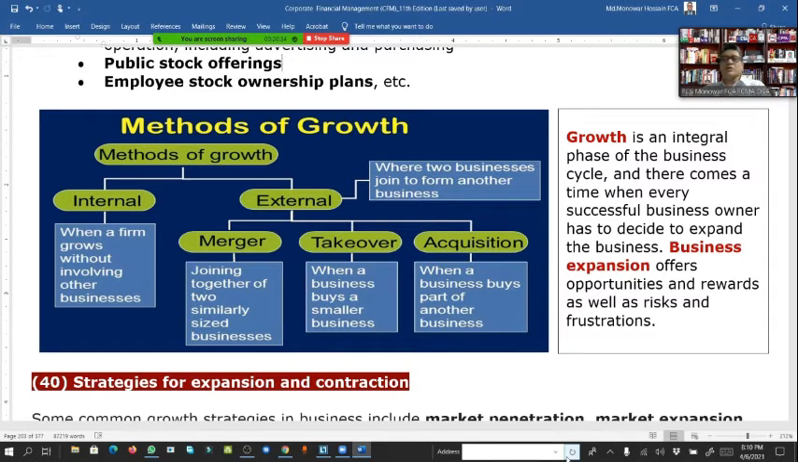Growth is an integral phase of the business cycle, and there comes a time when every successful business owner decides to expand the business, based on aligning with their goal, mission, vision, and value addition of the organization. Business expansion offers opportunities and rewards as well as risks, and that means the return. If we take big risks, the return will be high.